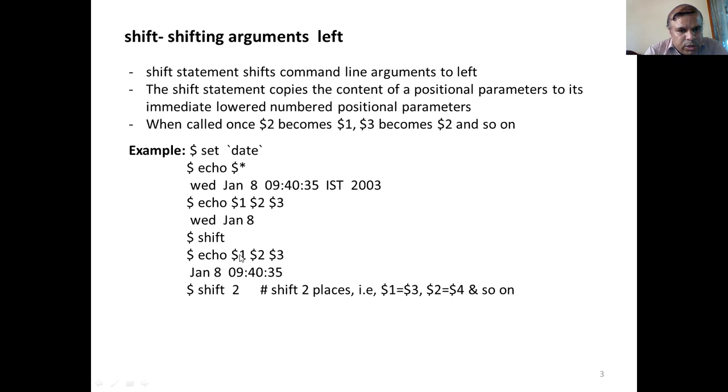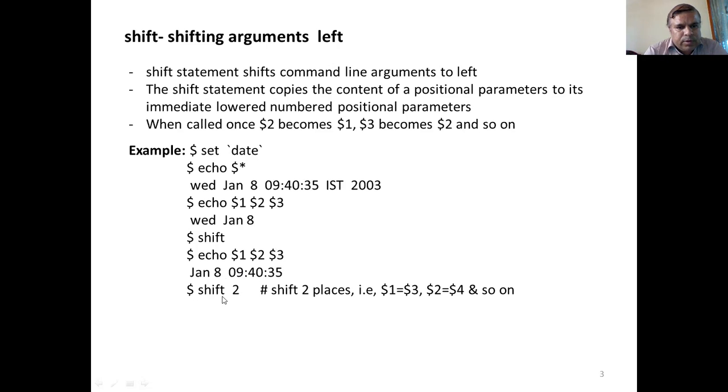So now $1 is equal to $2. Earlier, what is $1? $1 is Wednesday. Now, what is the value of $1? Now it has become Jan. So $1 is now Jan. $2 is equal to $3. Earlier $2 was Jan, now it becomes 8. Now $3 is the time. $3 is equal to $4. $4 is time, and that is assigned to $3.